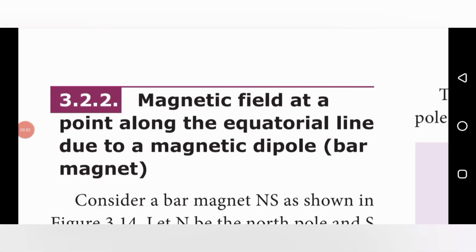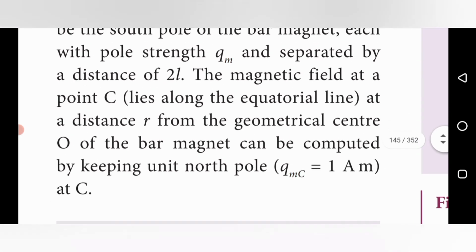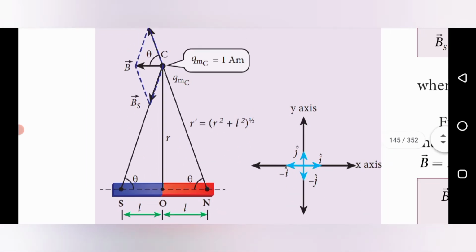And the next topic: magnetic field at a point along the equatorial line due to a magnetic dipole. So the equatorial line, you know that, see the picture. This is the same as the electric field at a point on the equatorial line of an electric dipole. Instead of an electric dipole, here we are using a bar magnet or magnetic dipole. Otherwise the values are all the same.